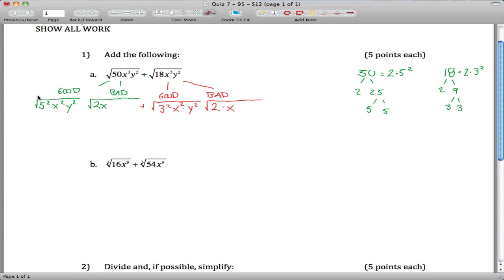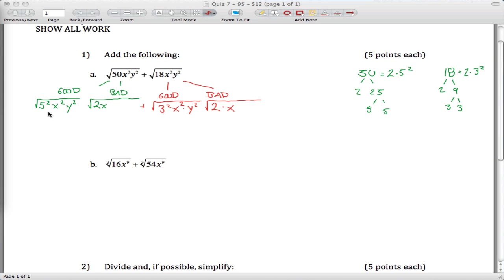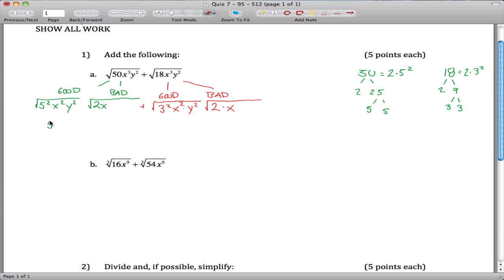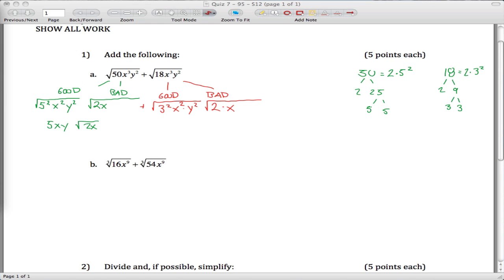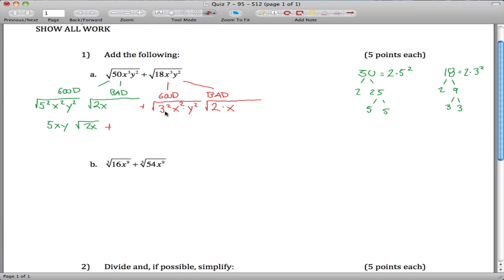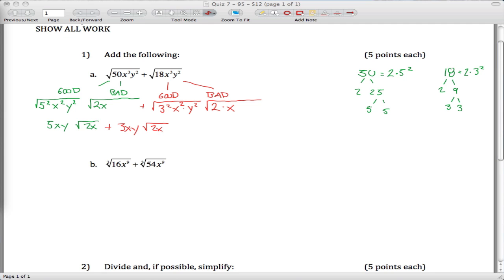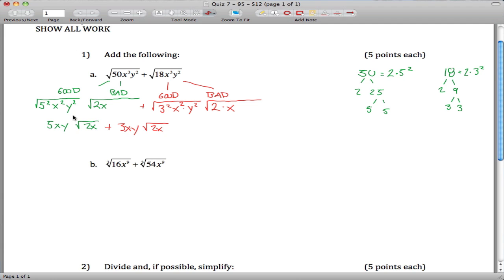And the reason I broke these up like I did is because we can now simplify over here. The square root of 5 squared, x squared, y squared is 5xy. And we have to multiply that times the square root of 2x. And over on this side, the square root of 3 squared x squared y squared is 3xy. And we'll multiply that times the square root of 2x. And so finally, we want to add these guys up. We now have the same radical. So 5xy of these things plus 3xy of these things gives us 8xy of these things.